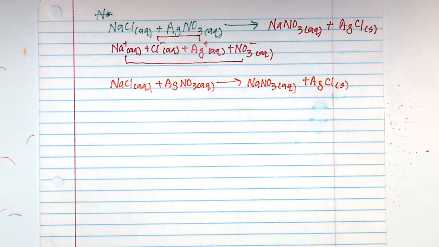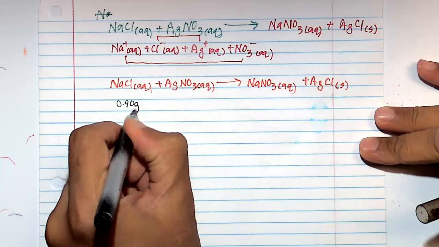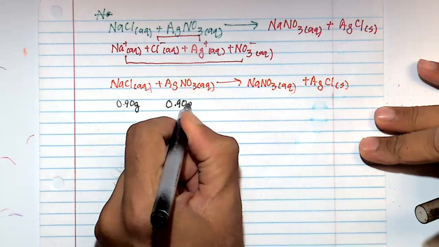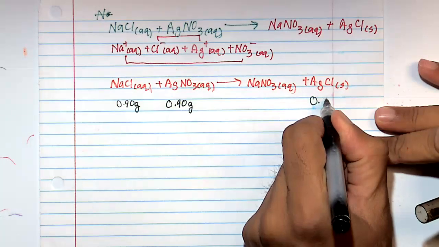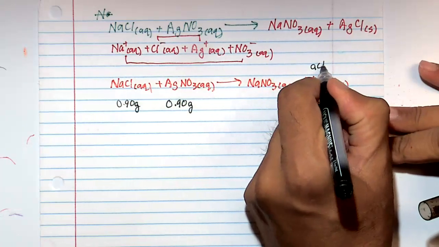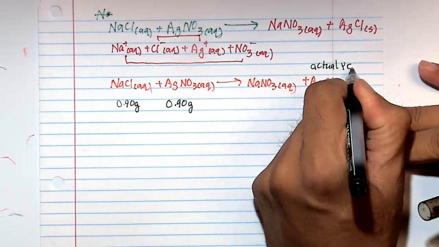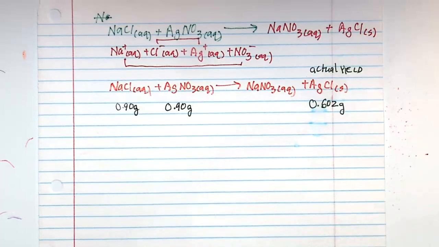And they tell us that there's 0.9 grams of sodium chloride and 0.9 grams of silver nitrate to start out, and the product is 0.602 grams of silver chloride. This is what I'm going to call the actual yield. This is how much we get when you do the reaction.